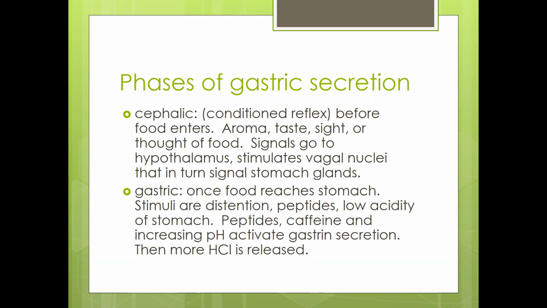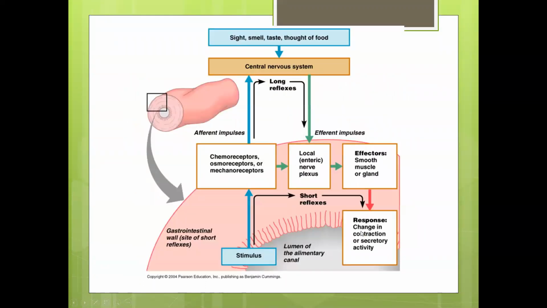Okay, then gastric secretion. So once the food reaches the stomach, we need to secrete more, because now we've got a big old pile of food in our stomach. So distension, the proteins being broken down into peptides, the low acidity of the stomach, then peptides, caffeine, and because we're increasing the pH from our food, then we want to lower that pH even more, and then more hydrochloric acid gets released. So gastric phase is once it's in your stomach.